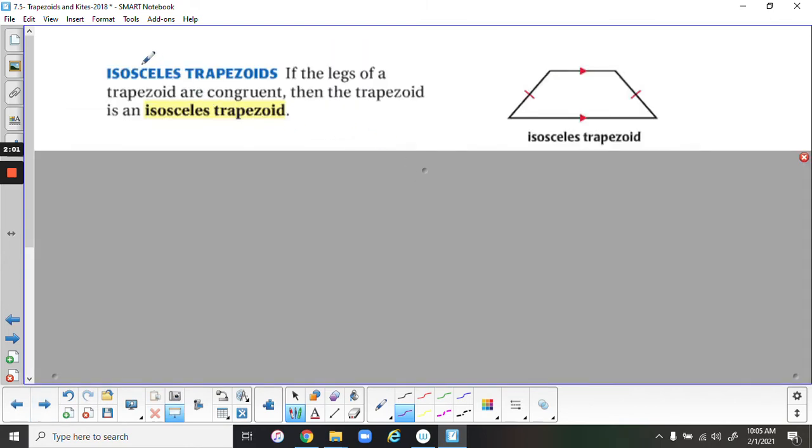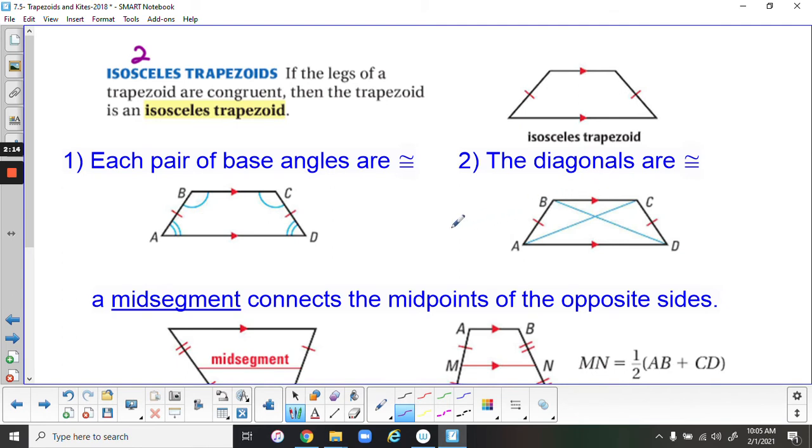An isosceles trapezoid, we've seen the isosceles word before. That's when two sides are congruent. So if the legs of a trapezoid are congruent, then the trapezoid is called an isosceles trapezoid. A couple of rules that are true in an isosceles trapezoid: each pair of base angles are congruent, and the diagonals are congruent. So in this picture, that'd be BD is congruent to CA.